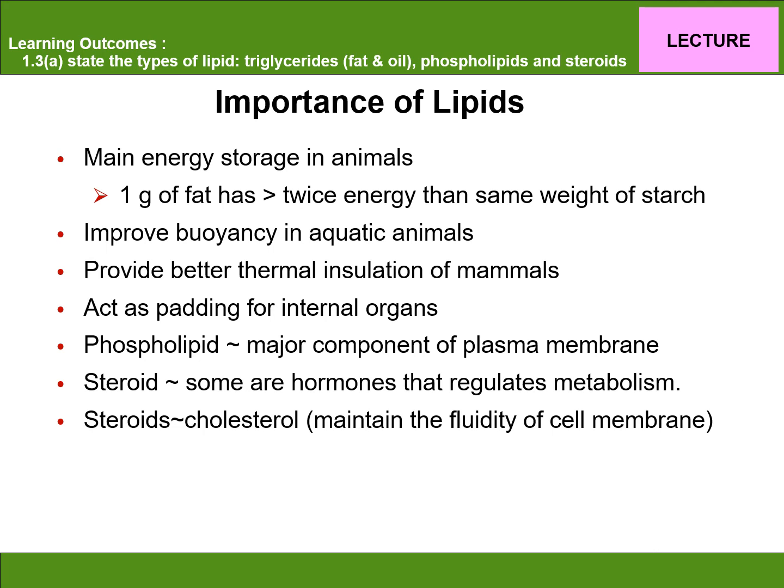Number 5. Phospholipid is the major component of the plasma membrane. Number 6. Some steroids are hormones that regulate metabolism. And number 7. Cholesterol maintains the fluidity of the cell membrane.